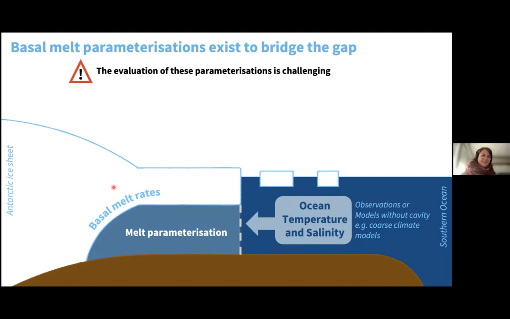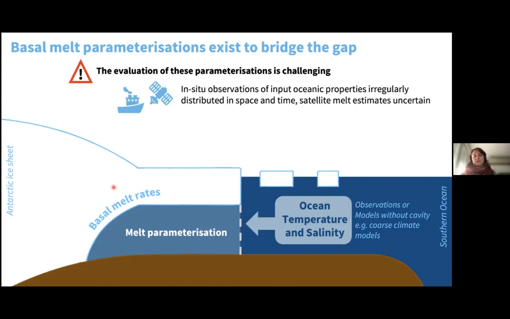But here again, the challenge as always is that the evaluation of these parameterizations is difficult, because what you normally do with a model is evaluate it against observations. But in this case, we don't have many observations that we can use, because for the ocean temperature and salinity in front of the ice shelf, we need in situ observations, and there are not many. And the ones that are there are irregularly distributed in space and time, so maybe just in front of a few ice shelves, and we don't have continuous time series. For basal melt rates, it starts to look a bit better.